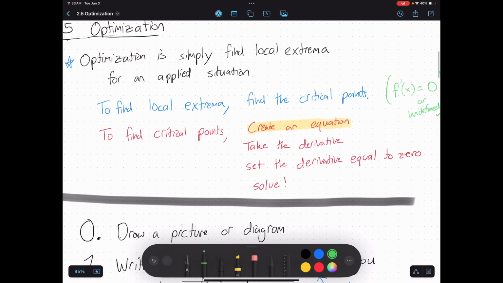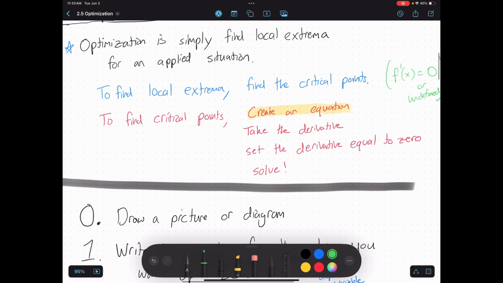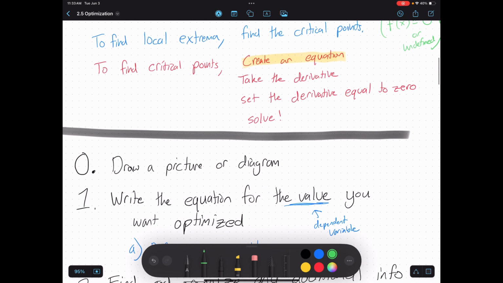First of all, since so much of this is problem solving and making sense of situations, step 0 can just be drawing a picture or a diagram to help you out. Sometimes that can be really, really helpful. Then our first step, step number 1: if I'm trying to optimize a value, I need an equation for that value. Why do I need an equation? In order to be able to take a derivative. So the first step here is I want to write the equation for the value that I want optimized.